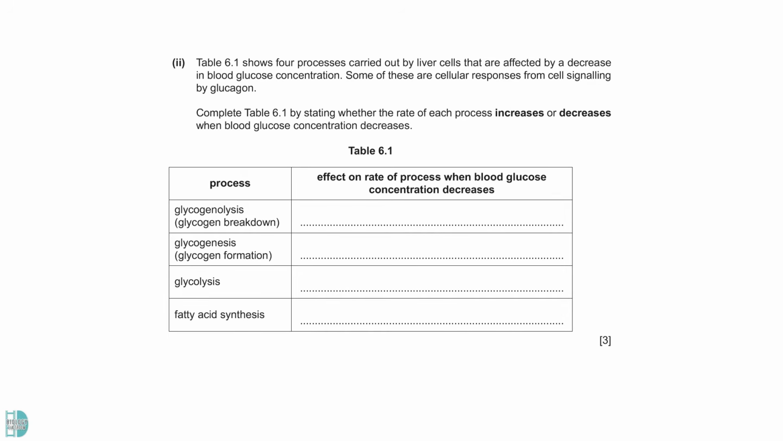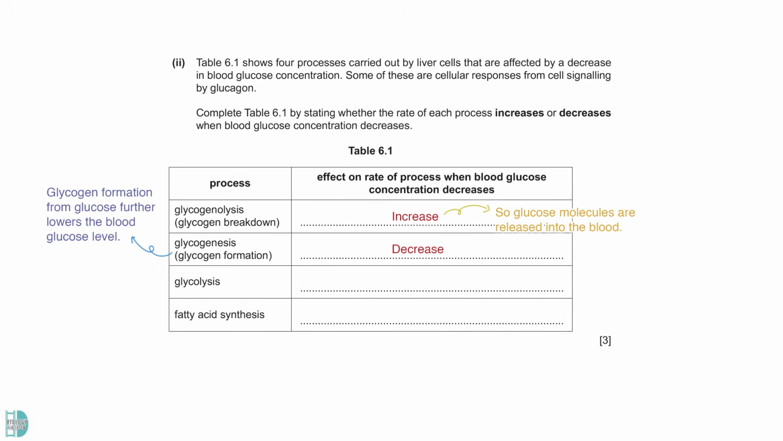Part 2 wants you to state what happens to the rate of the processes when blood glucose concentration decreases. The glycogenolysis rate increases, allowing glucose molecules to be released into the blood. Glycogenesis decreases as glycogen formation from glucose further lowers the blood glucose level.